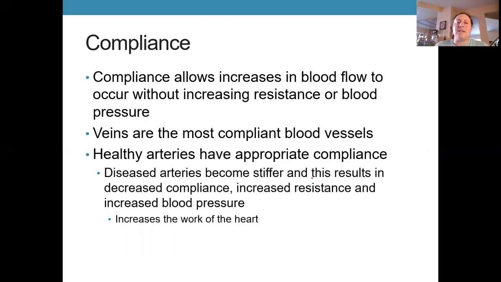We want enough compliance to increase blood flow without increasing resistance, but we also don't want to significantly increase blood pressure either. Now, veins are more compliant. They're stretchier and able to accommodate more volume changes. That's why they're good at being blood reservoirs. Arteries have the right amount of compliance to maintain that pressure gradient that we saw on the chart. So they're stiffer than veins, but not so stiff to cause problems as long as they're healthy.